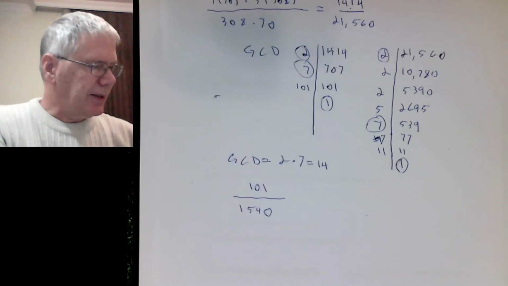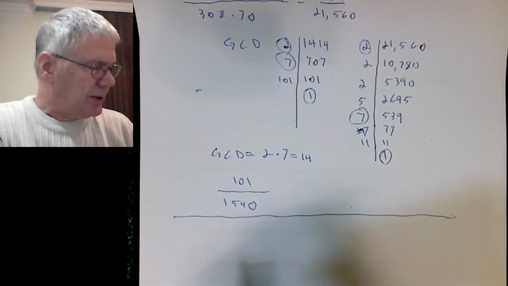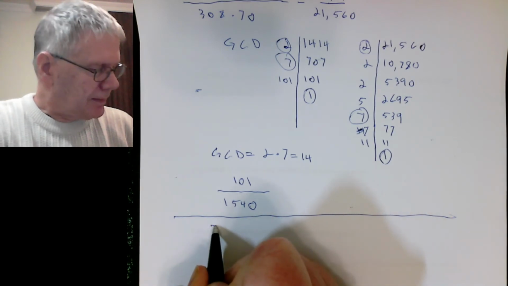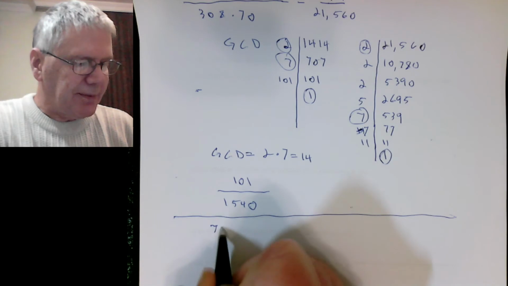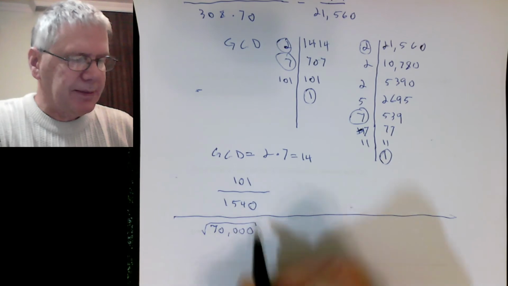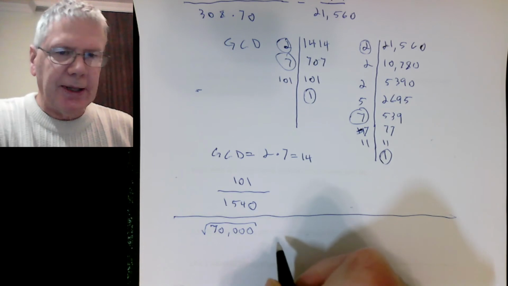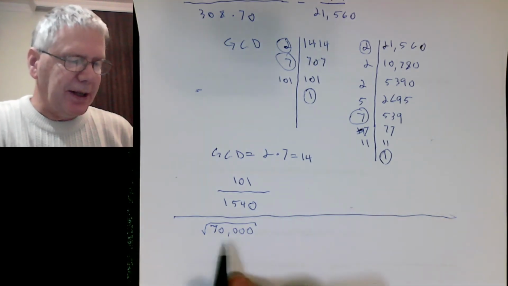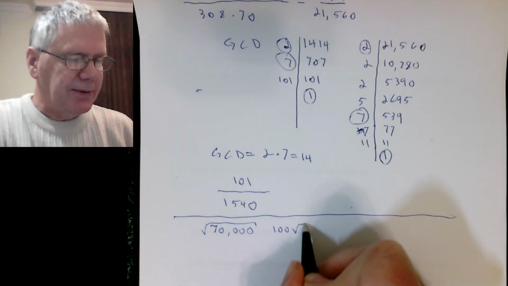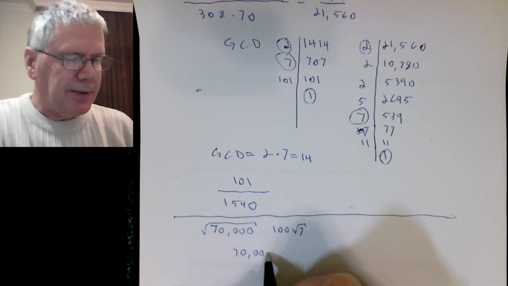Let's look now at just a couple of square root simplifications. So let's say I have 70,000, and I want the square root of this. Well, I can obviously pull some things out of here. It may or may not be obvious what you can pull out of here. 10,000 is 100 squared, so this will be 100 square root of 7. But it won't be obvious to everybody.